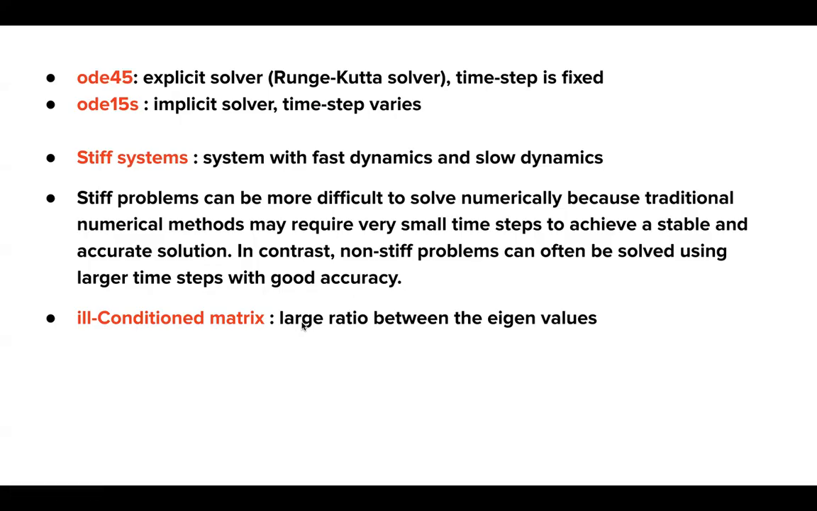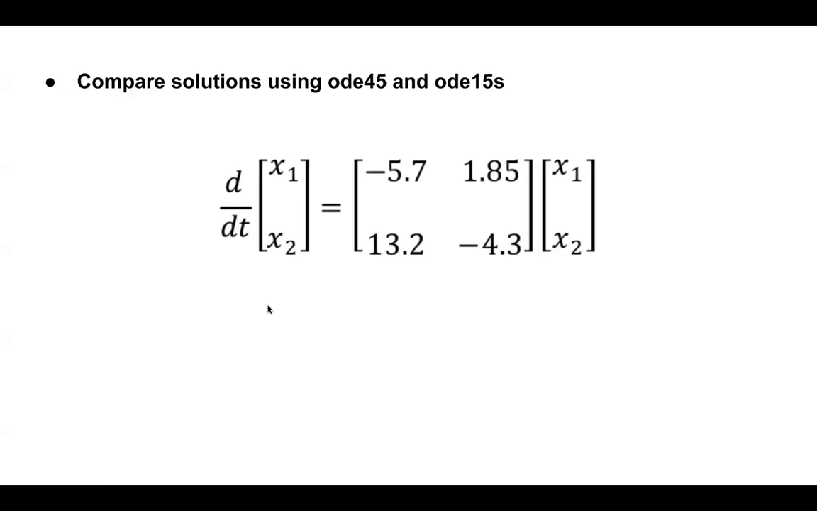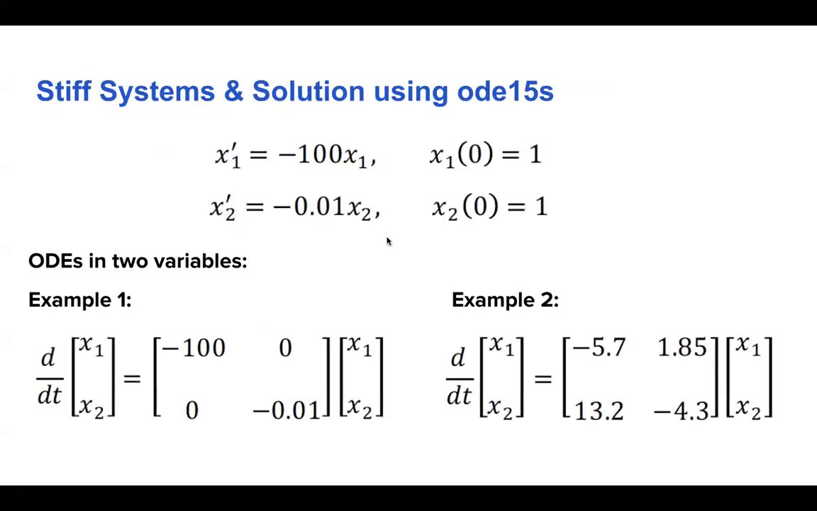If you are given a question like this, how do you understand whether such a function is a stiff system or not? If the equations are as simple as this, you have a matrix, right? You can calculate the eigenvalues of this equation. So this is minus 100, 0, 0, minus 0.01, and here you have the functions x1, x2.